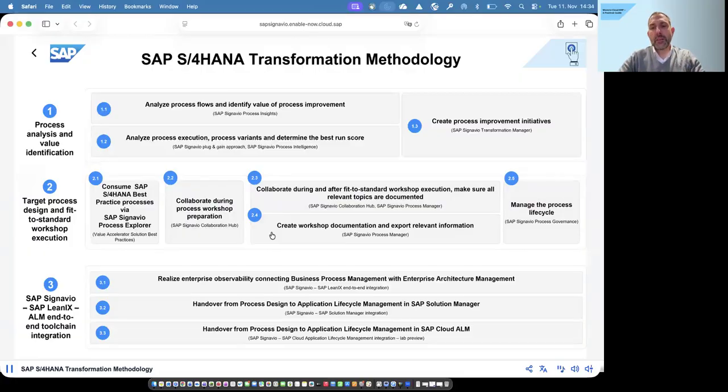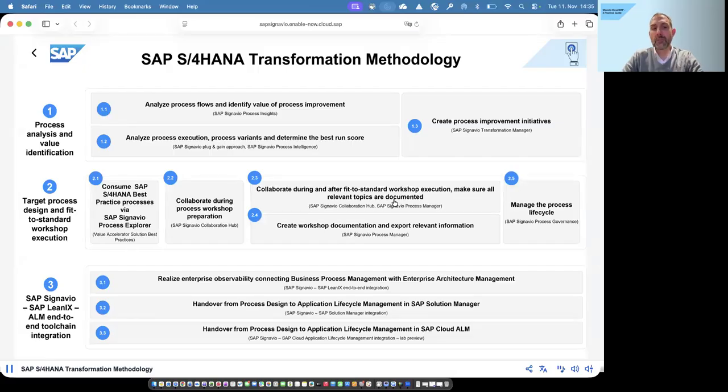But as you very well aware of, we invest a lot in buying and acquiring tools, developing tools, integrating tools of our tool chain. And one is Signavio, since 2021. And we call it SAP S/4HANA Activate Accelerator, which showcases how you as a customer can leverage, if you, for example, have Signavio in your organization, how you can use it as part of an S/4HANA transformation. And in here, I just want to click on "Collaborate during and after Fit to Standard workshop execution, make sure all relevant topics are documented."